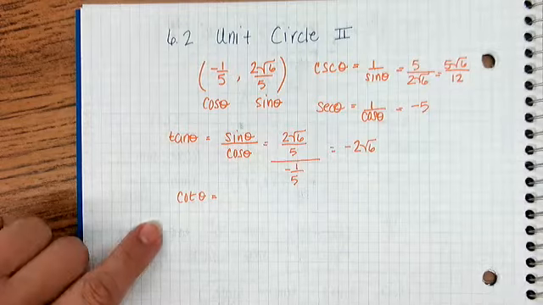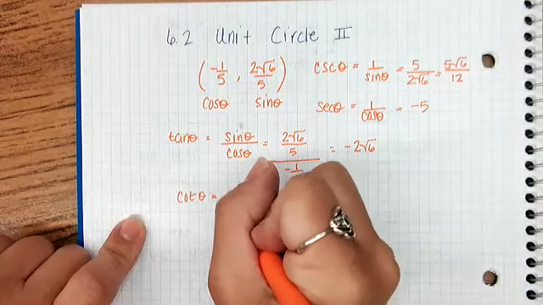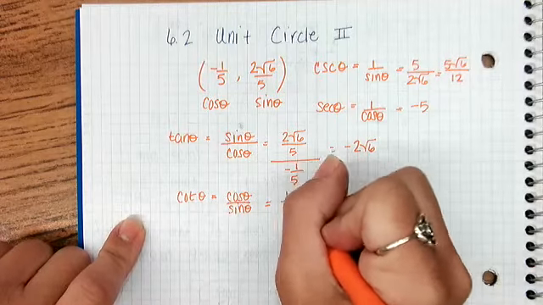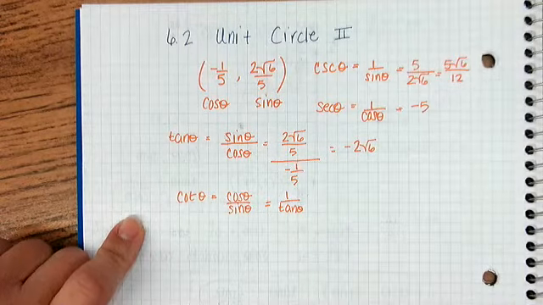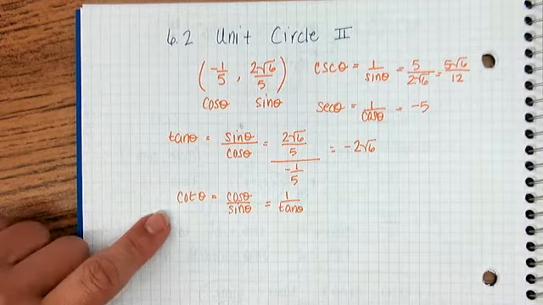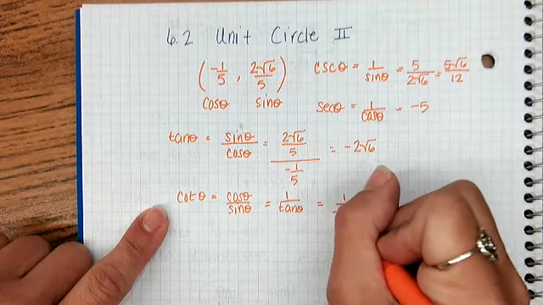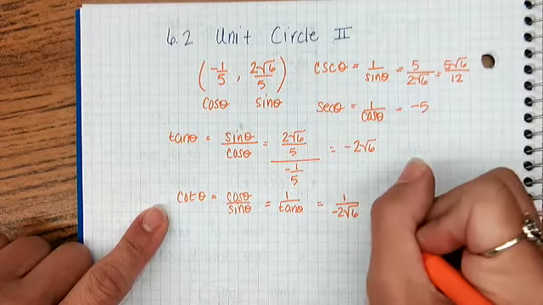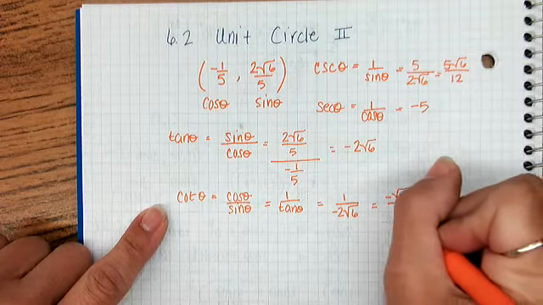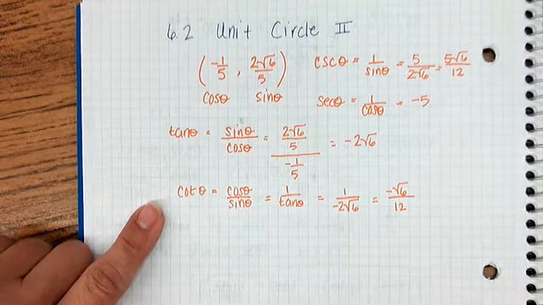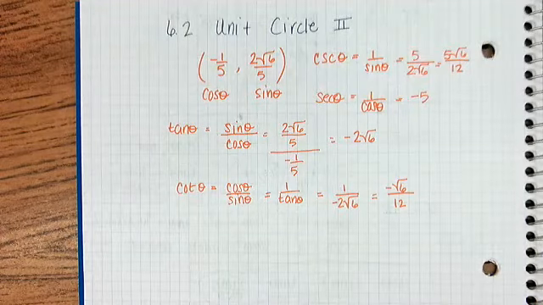is 2 ways you can look at it. Cotangent is cosine over sine. Or you can do 1 over tangent. Makes no difference. So I'm going to do it as the reciprocal of tangent. So this is 1 over -2√6. Rationalize, and you get -√6/12. Not showing the rationalization step. If you need to, pause the video and do the rationalization, work it out.